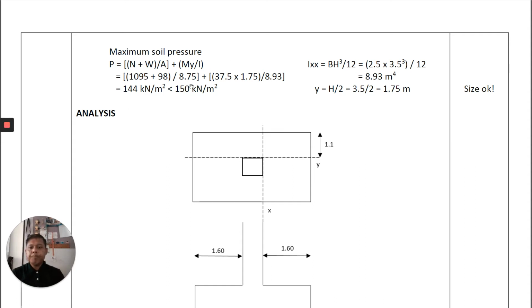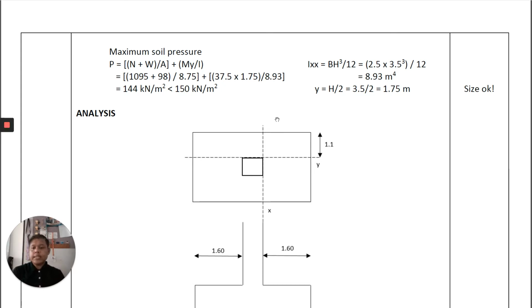Then you have to make sure that the answer for this maximum soil pressure should be less than the soil bearing capacity that is recorded based on the soil investigation. What happens if the maximum soil pressure is bigger than the soil bearing capacity? Then you have to change the size. Normally you have to increase the size. When you increase the size, you will reduce the value for this part. Therefore, it will reduce the maximum soil pressure.